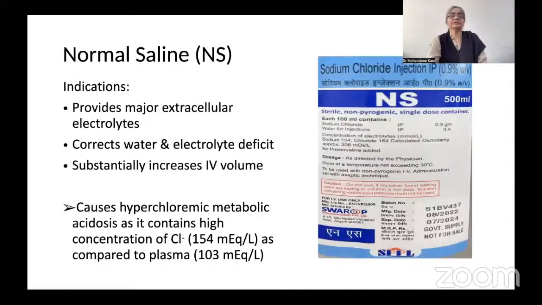So let's describe normal saline. Indications for this: it provides major extracellular electrolytes, corrects water and electrolyte deficit, and substantially increases IV volume. It causes hyperchloremic metabolic acidosis as it contains a high concentration of chloride, that is 154 milliequivalents per liter, as compared to plasma.